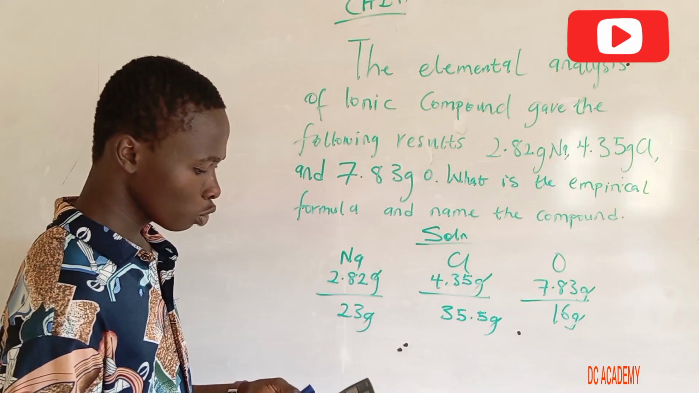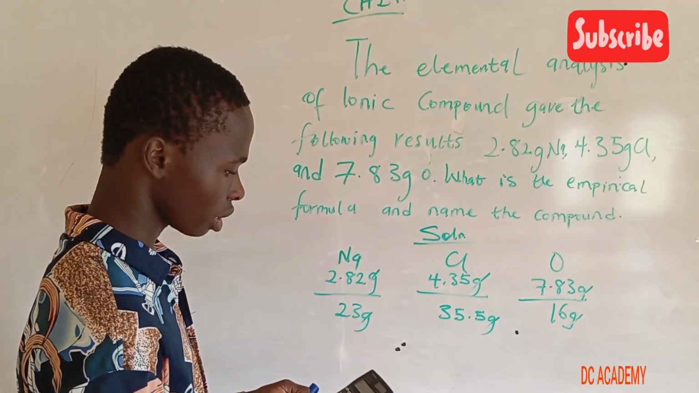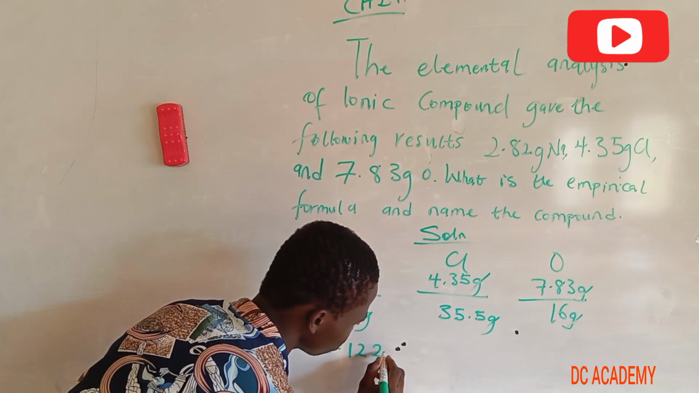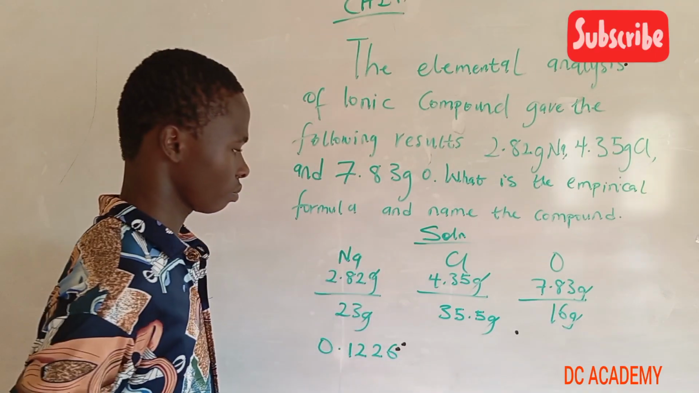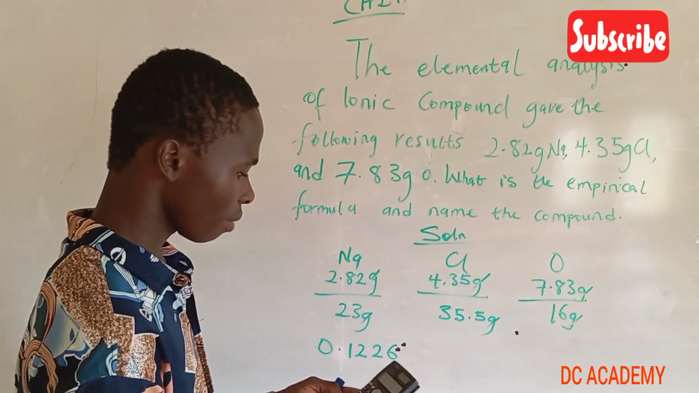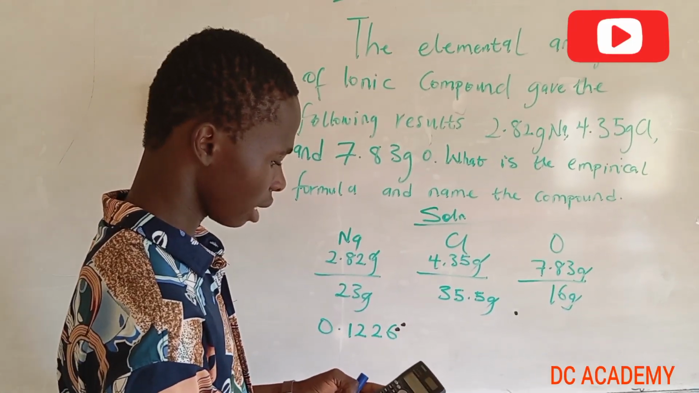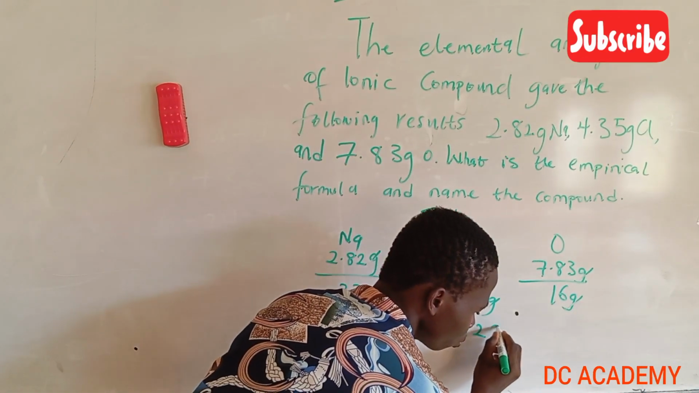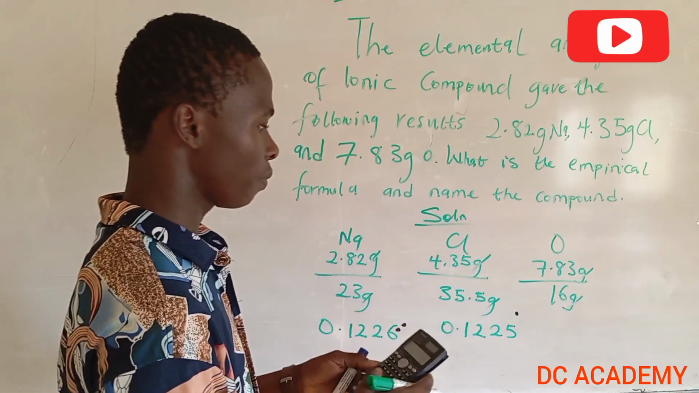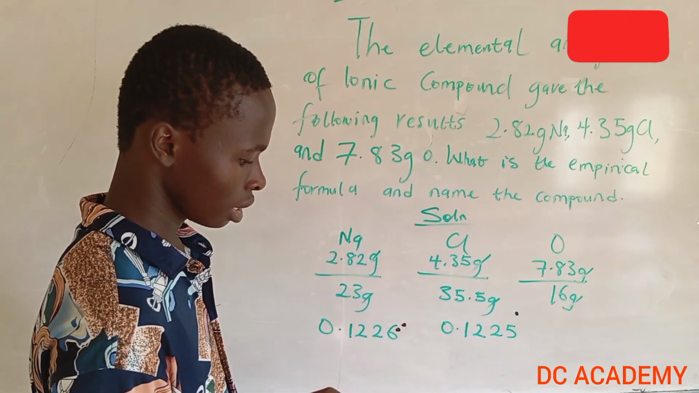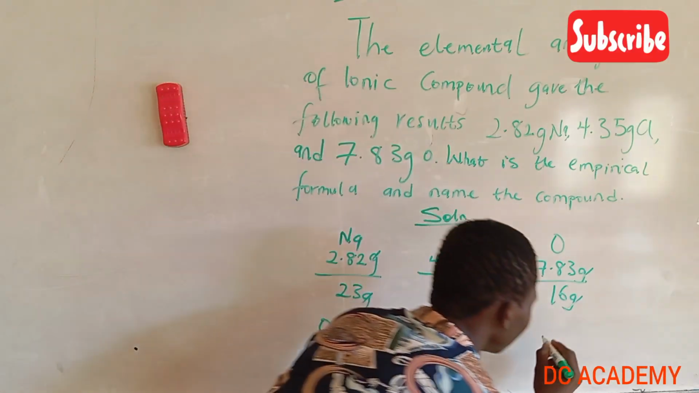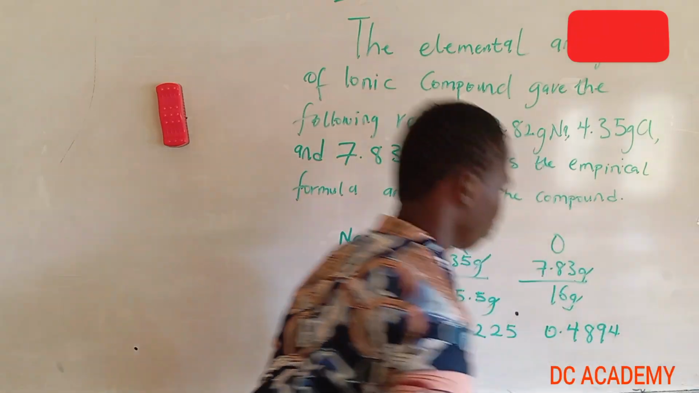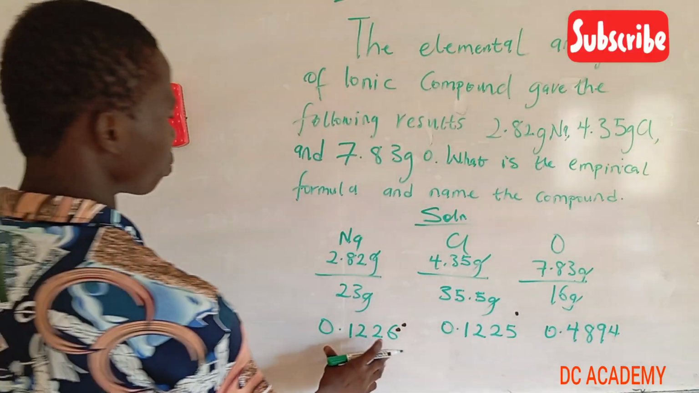Upon division, 2.82 divided by 23, we have 0.1226. For chlorine, we have 4.35 divided by 35.5, which will give us 0.1225. And for oxygen, 7.83 divided by 16, we have 0.489, approximately 0.4894. So this is what you have here.